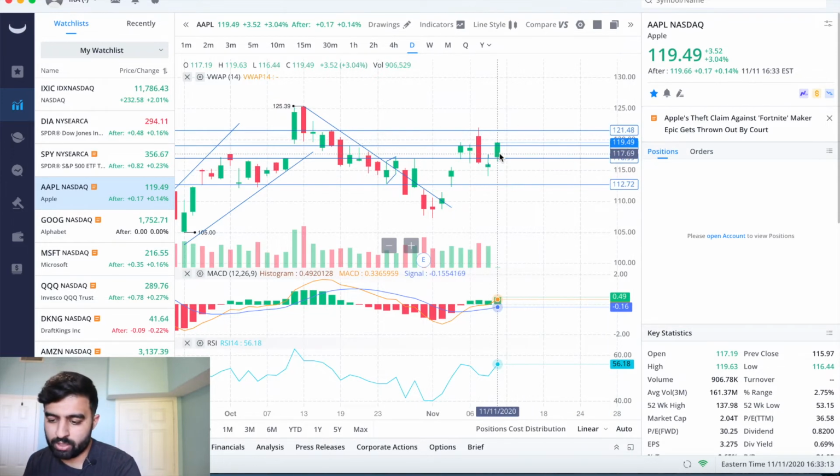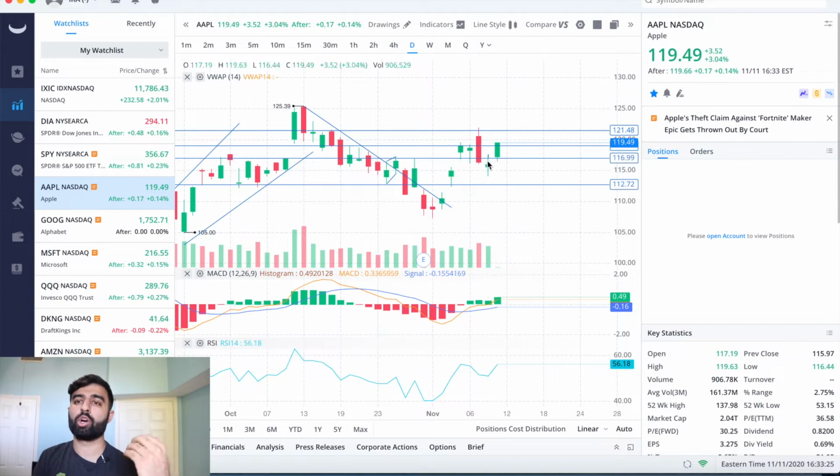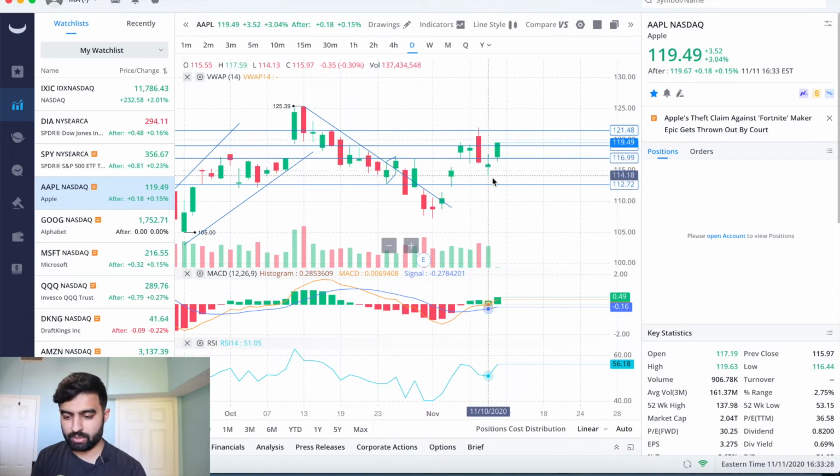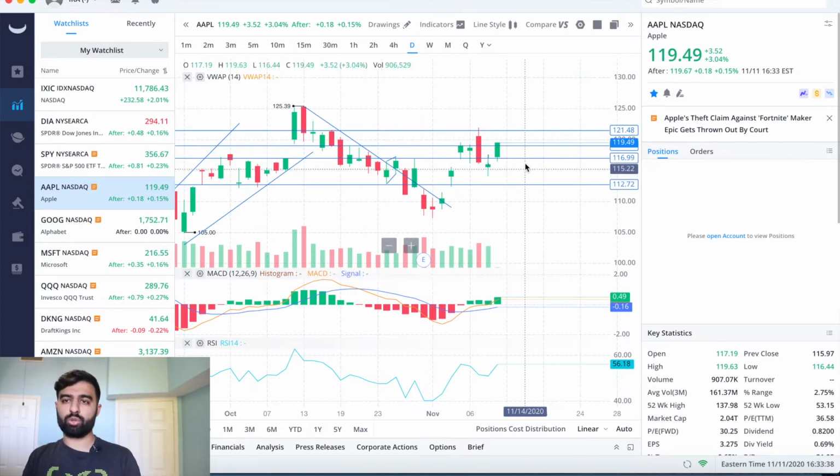So yesterday we were talking about not being able to close over the 117. And so we had talked about, okay, we need to capture 117 and hold 117, right? So yesterday we were able to go into 117, as you can see by the candle right there, but we couldn't really hold 117. So today we were able to not only capture 117, but we were able to go above 119 and then hold 119.